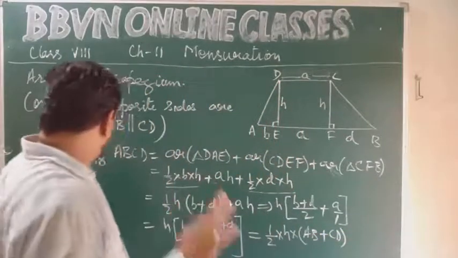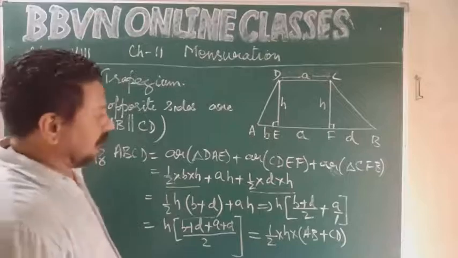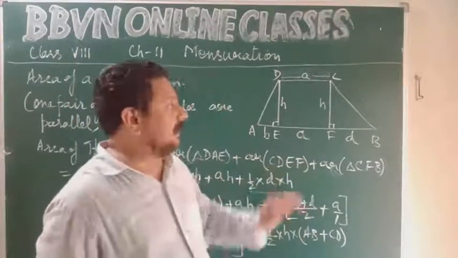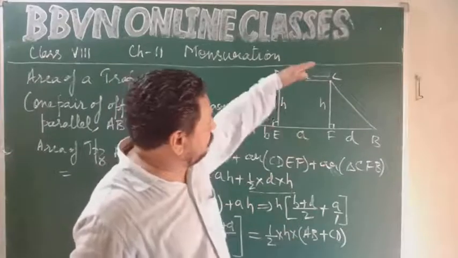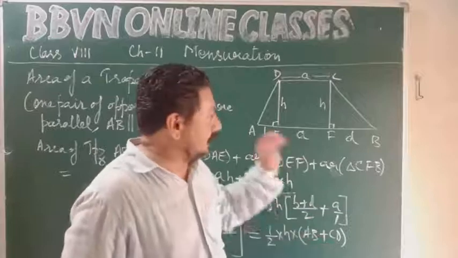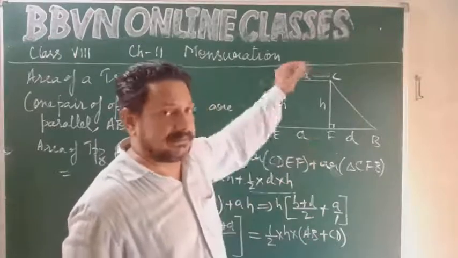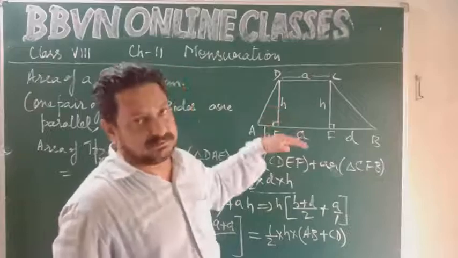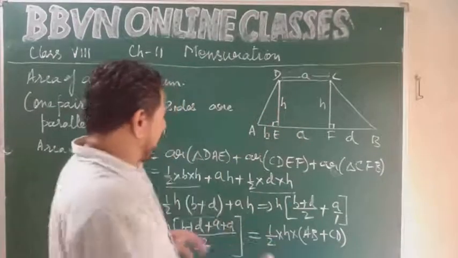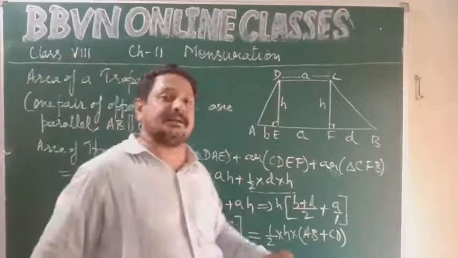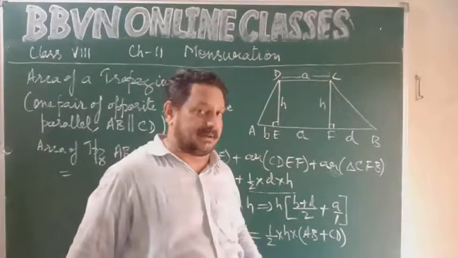So we can develop the formula as area of trapezium. Area of any trapezium is half into sum of the parallel sides. AB and CD are the parallel sides. Half into sum of the parallel sides into height or the distance between the parallel sides. This is the formula for any trapezium. I directly write the formula. This was the explanation that how this formula came into existence.